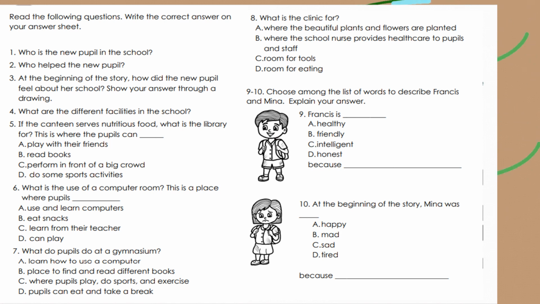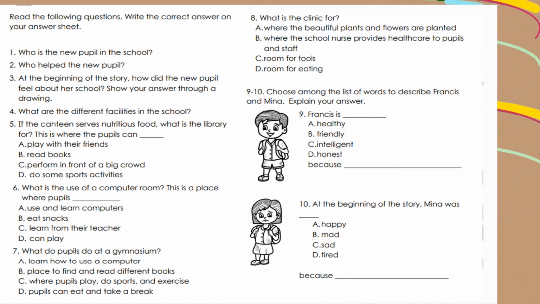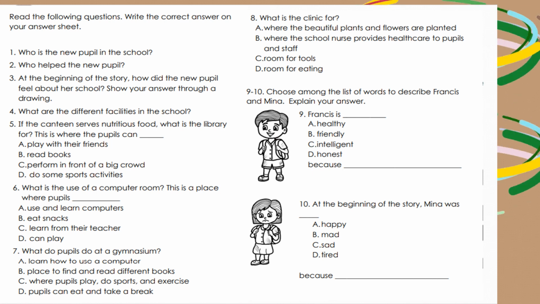Explain your answer. Number 9, Francis is blank. A. Healthy. B. Friendly. C. Intelligent. D. Honest. Because blank. Number 10, at the beginning of the story, Mina was blank. A. Happy. B. Mad. C. Sad. D. Tired. Because blank.